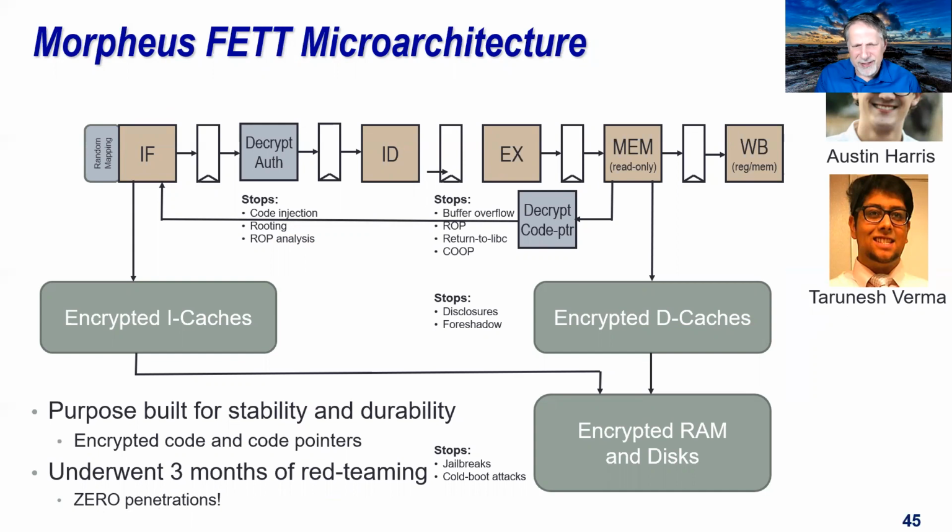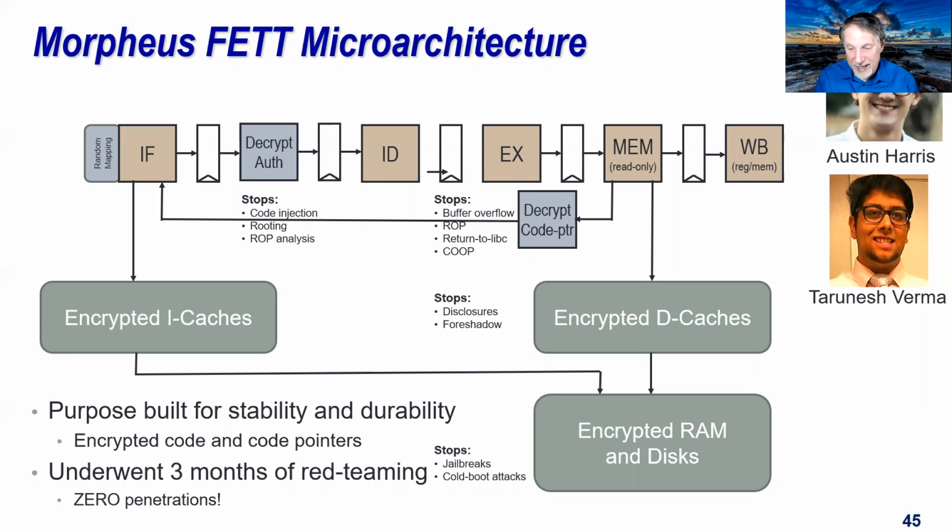And I want to show you what it looks like in the pipeline. We do two things in this particular implementation. We encrypt code and we encrypt pointers. Now, what does it mean to encrypt? We actually use strong encryption. We don't use XORs because people can punch through XOR encryption pretty easily.